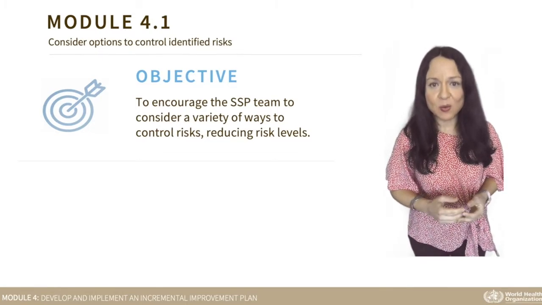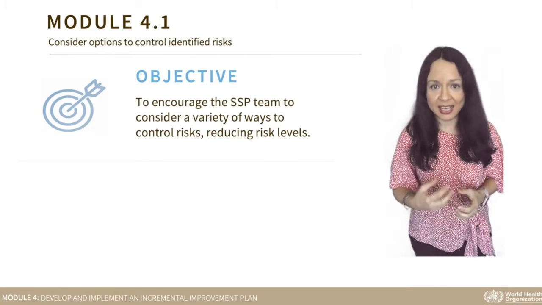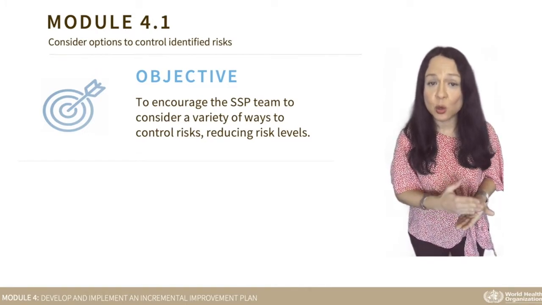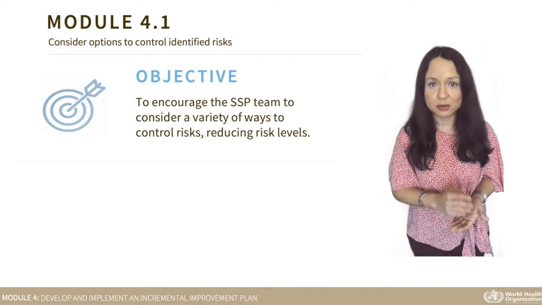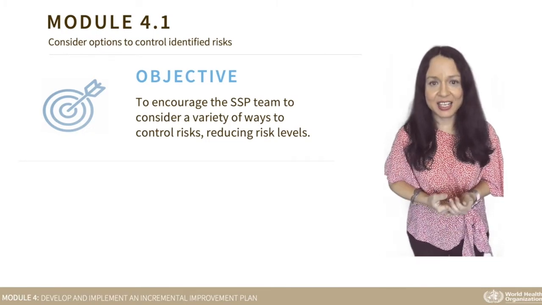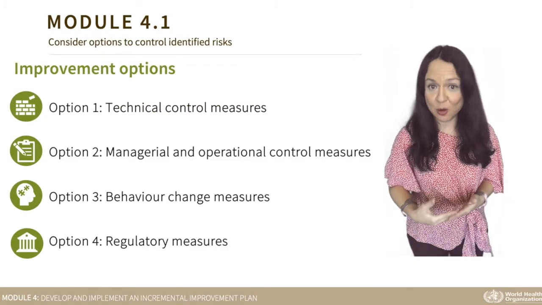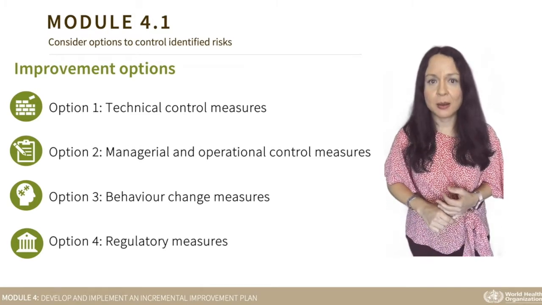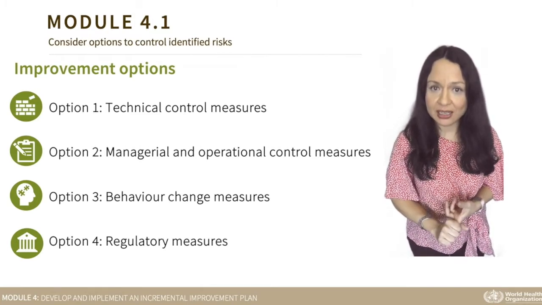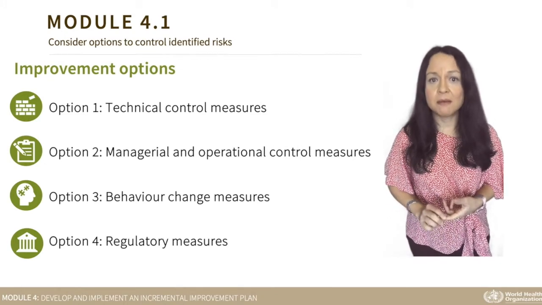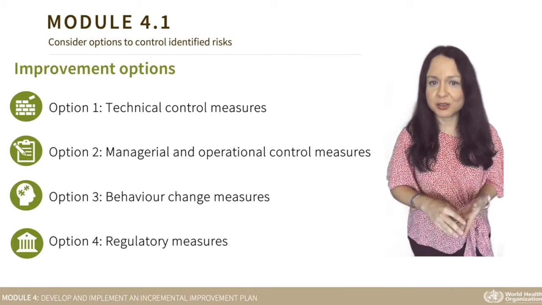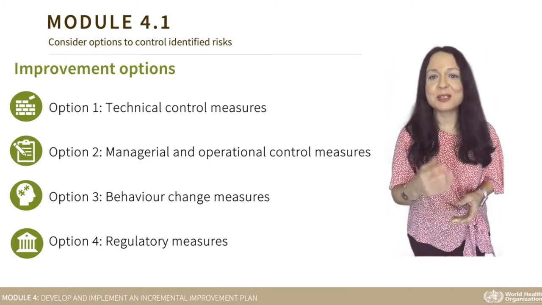Module 4.1 encourages the SSP team to consider a variety of ways to control risks, reducing risk levels. Improvement options include the following: technical control measures, managerial and operational control measures, behavior change measures, and regulatory measures. Let me explain each of them.